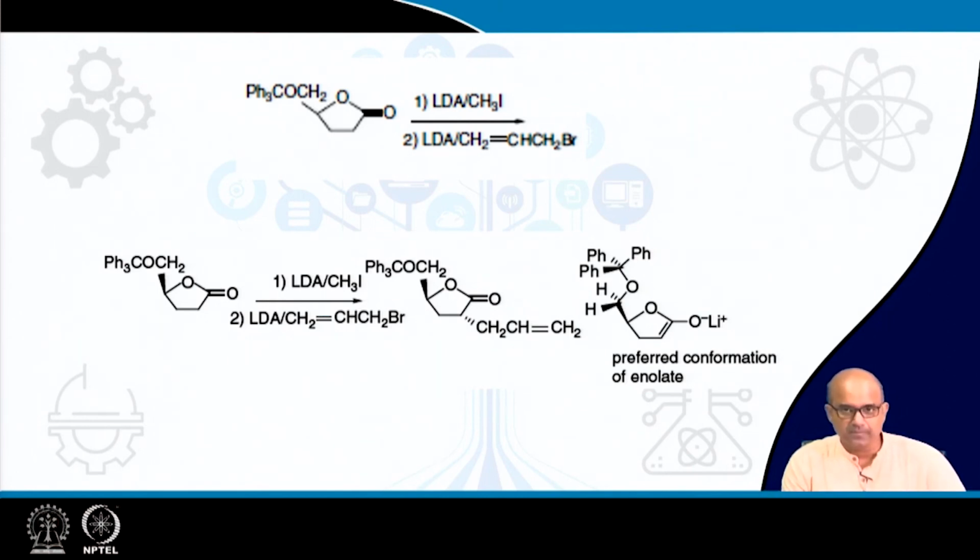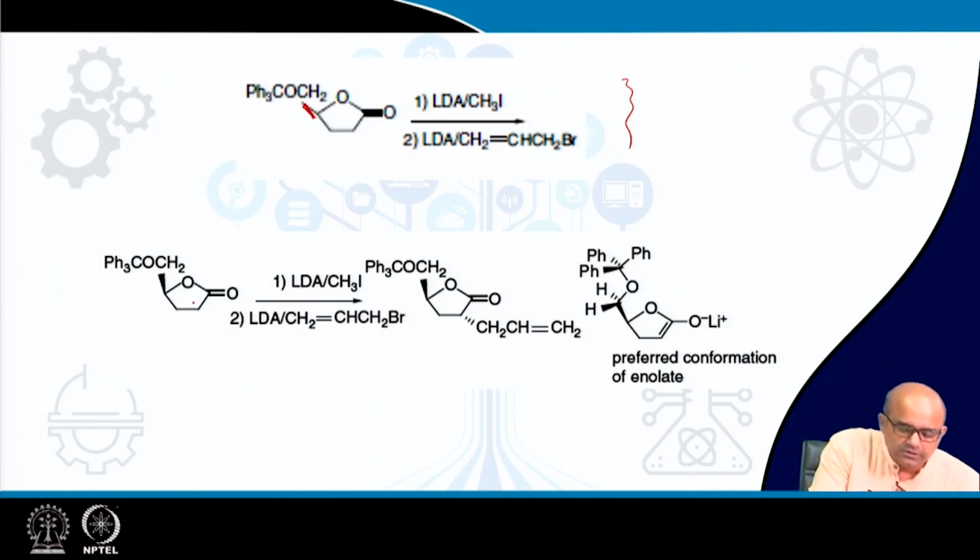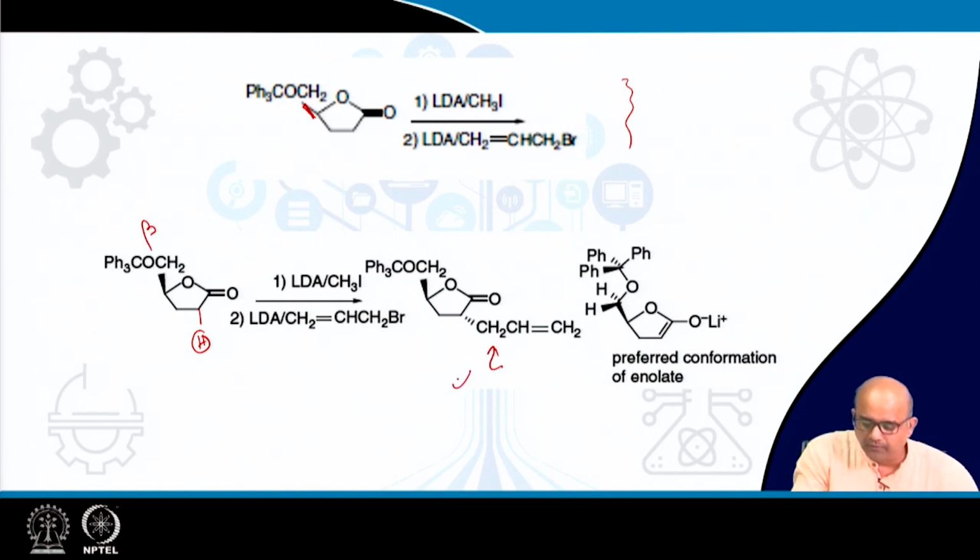Now, a few more examples which we have discussed in the last class. This is just to give you refreshing memories. Cyclic stereo control in the 5-member ring. If you have a system like this, you have a beta stereo center here, and it is a pretty bulky group, a trityl group. The hydrogen will be abstracted from here to generate the enolate, and then as this is beta, the attack will be from the alpha face. So, this is the preferred conformation of the enolate.